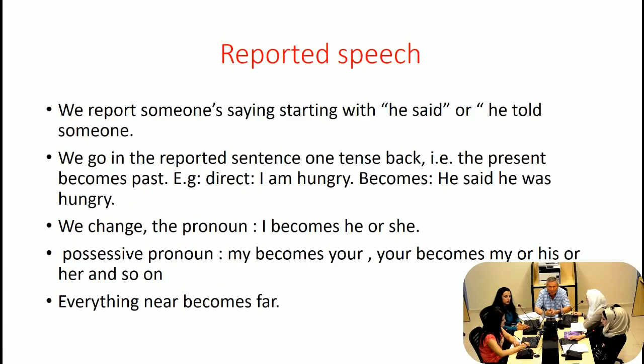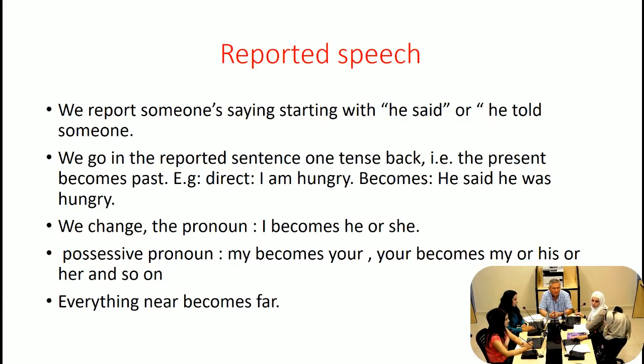Next, Ms. Samahir. Ms. Zuka, we move to reported speech with you. Okay. We report someone saying, starting with he said or he told someone. So told needs an object, he said doesn't need. We go in the reported sentence one tense back. It means the present becomes past. For example, direct, I am hungry, it becomes he said he was hungry.